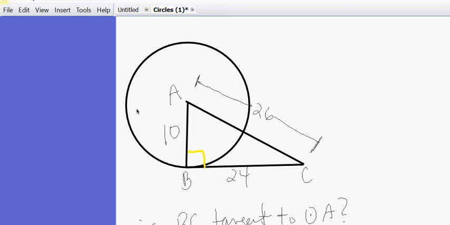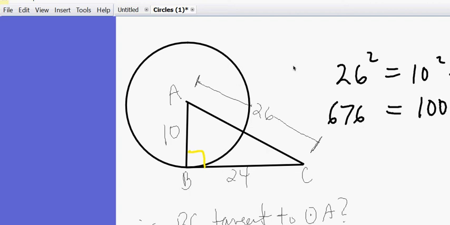So let's just do it. So we're going to confirm. The hypotenuse is 26, so 26 squared equals 10 squared plus 24 squared. Let's confirm that this is a true statement. We're using the Pythagorean theorem to confirm or disavow, if you will, that it's tangent. It either is or it isn't tangent. All right, so 26 squared, I think it's 676. 10 squared is 100. 24 squared is 576. Guess what? These work.